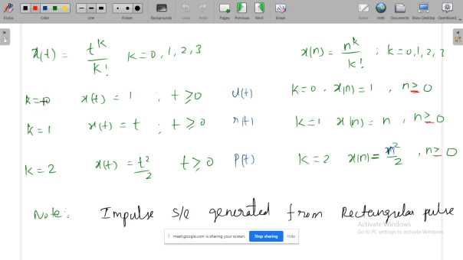Okay, and by putting the value for k, if k is equal to 0, then it is giving you the step signal. K is equal to 1, ramp. K is equal to 2, parabolic signal. Similarly, in the discrete domain also, it's giving you the signal. And finally, how to generate the impulse signal?